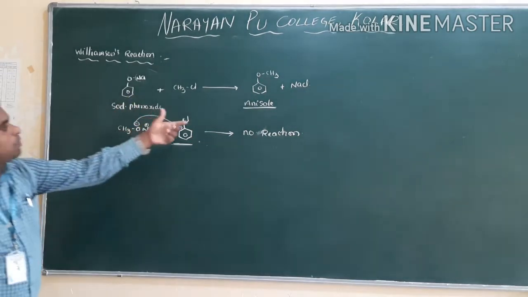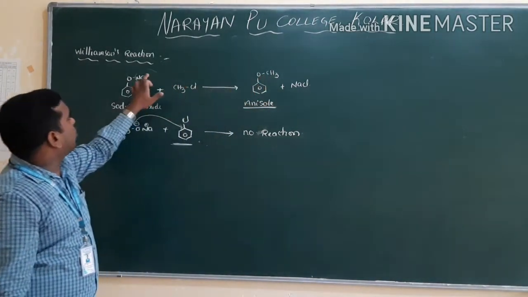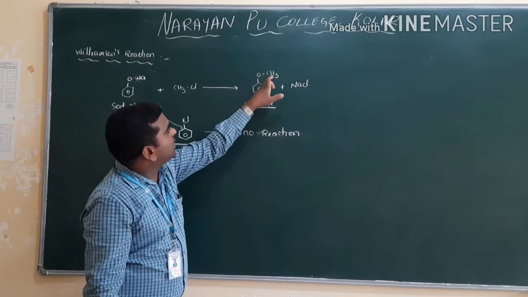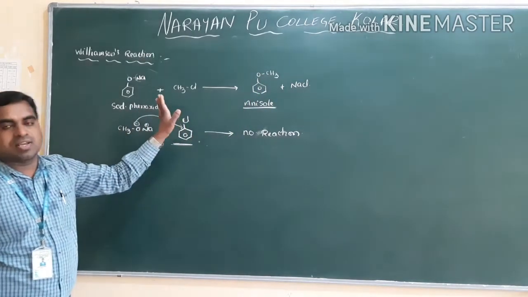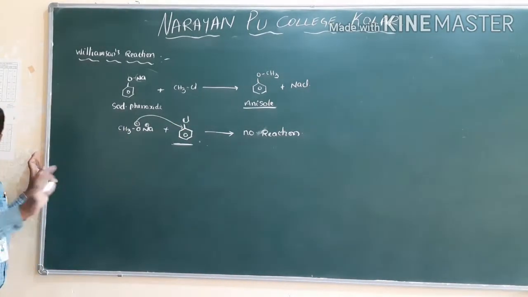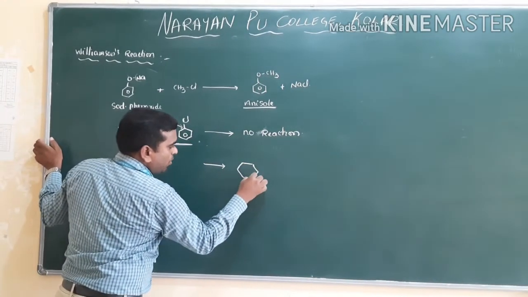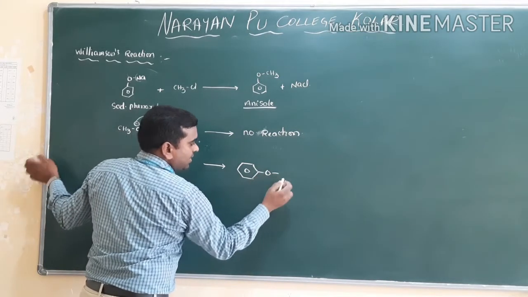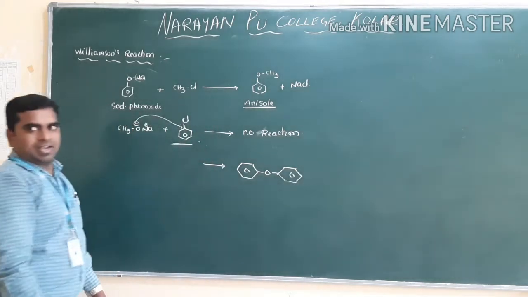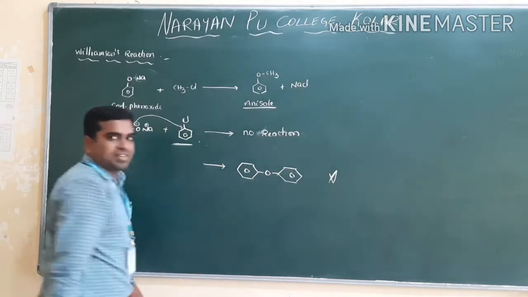Clear? So to prepare anisole, you have to choose methyl chloride and sodium phenoxide. You should not choose sodium methoxide and chlorobenzene. That is what I want to say. Suppose I write this compound, with O and another phenyl on the other side: diphenyl ether. Can we prepare it by Williamson's reaction? No, we cannot prepare it.